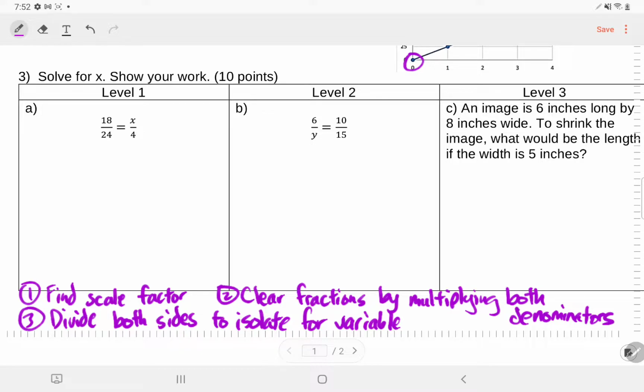So we'll start with A. Can we find the scale factor? Yes, we can divide by 6. 24 divided by 6 gives us 4, and 18 divided by 6 will give us 3. So x equals 3.